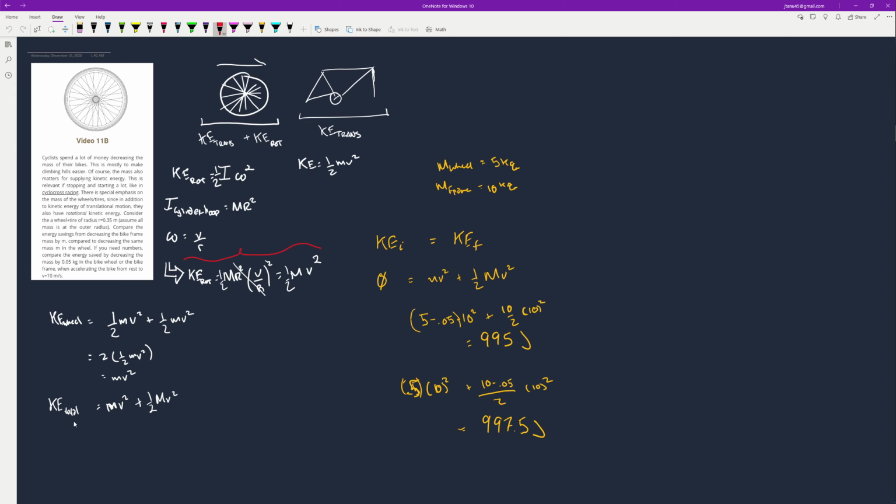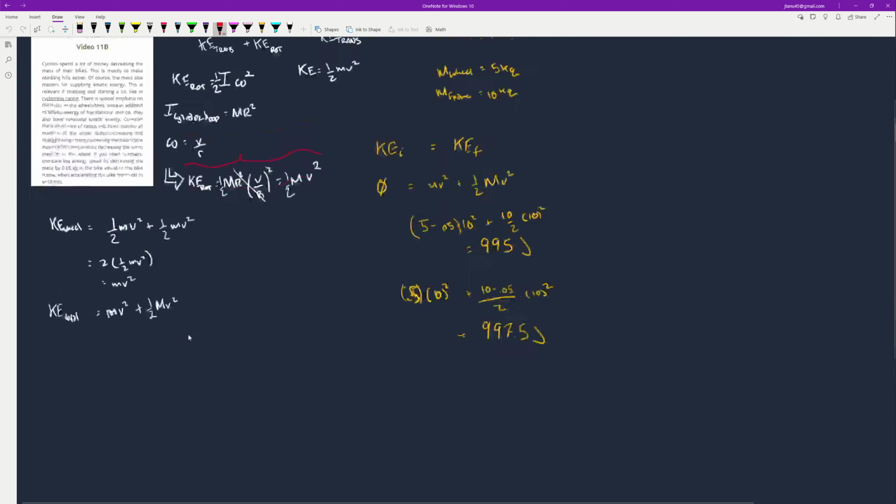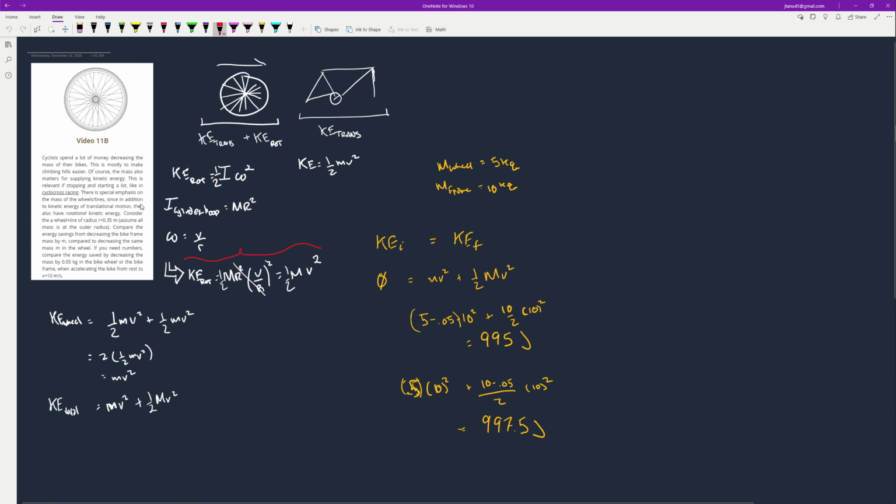So the total kinetic energy of the bike is just mass times velocity squared, which accounts for our wheels, plus 1/2 mass times velocity squared, which is the translational kinetic energy of our bike frame. To answer the question, they want to know which way is better to save energy: taking mass out of the wheels or the frame. And we can use conservation of energy to solve that.